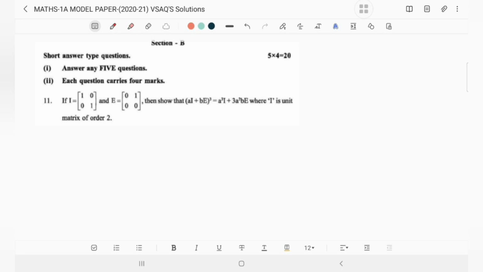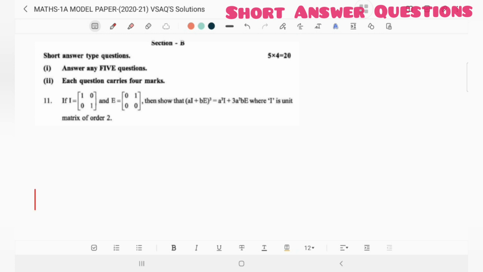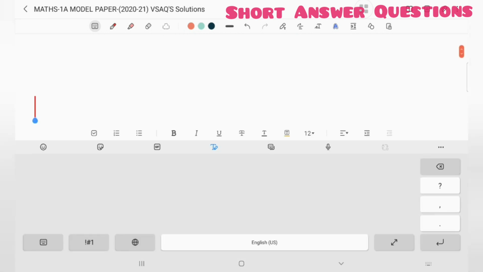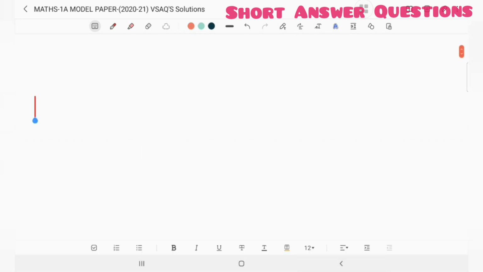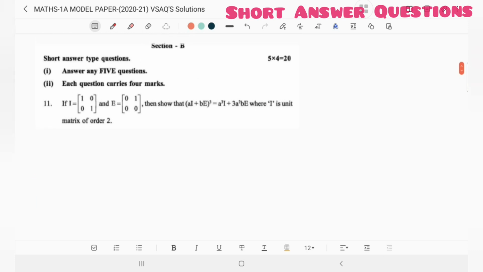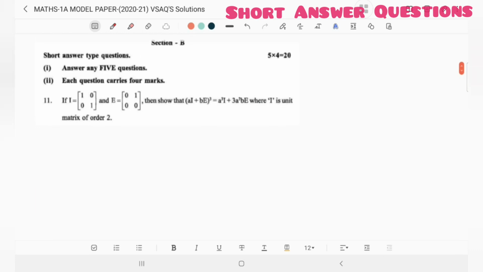In this video, we are going to discuss the Maths 1A model paper regarding Telangana Intermediate Examinations 2020-2021 only. In this, we are going to discuss about SAQs. In the last video, we discussed VSAQs. Now we are going to discuss about the SAQs. So let us have a discussion.